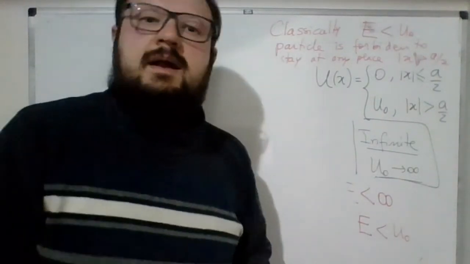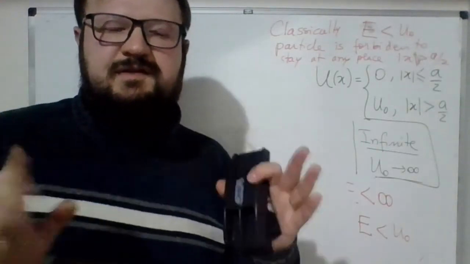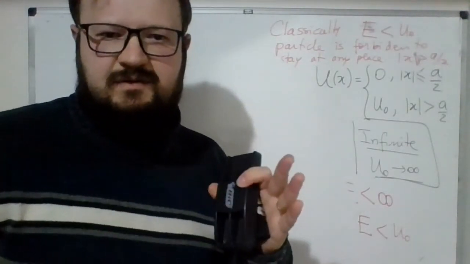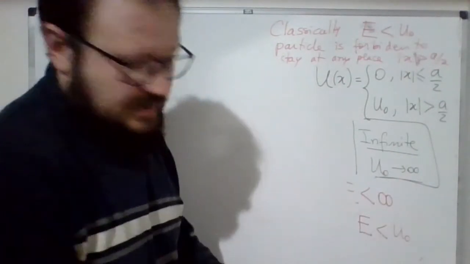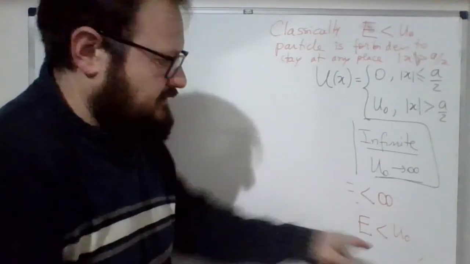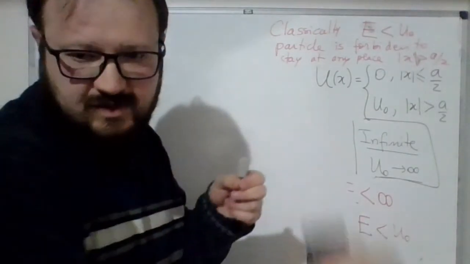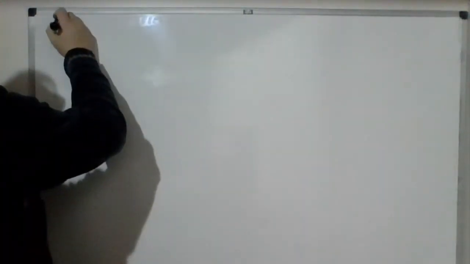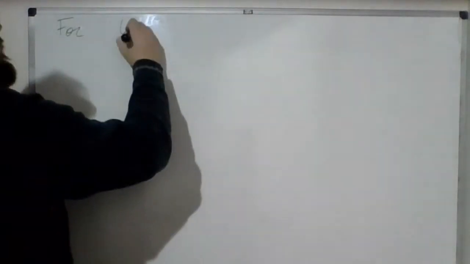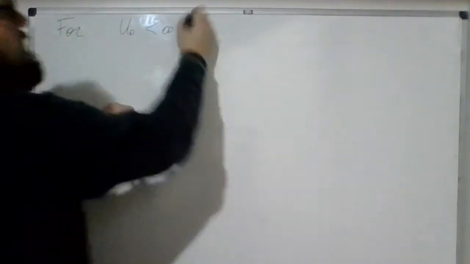Because in the classical world, it's a certainty that you will find the particle inside the box. Quantum mechanically, perhaps there is a small probability of finding it, near the walls, for finite values of U naught, you can eventually find a particle traversing the wall. All right. So let us consider the problem quantum mechanically. I will consider a finite value for U naught, lower than infinity.